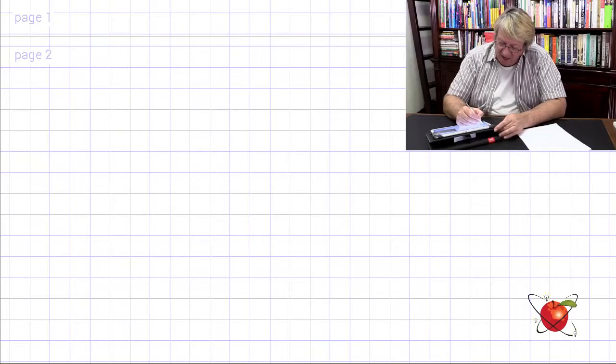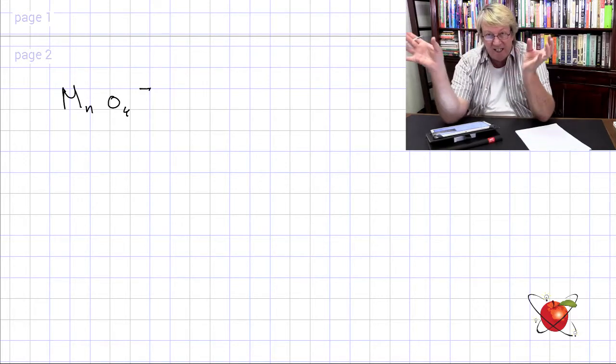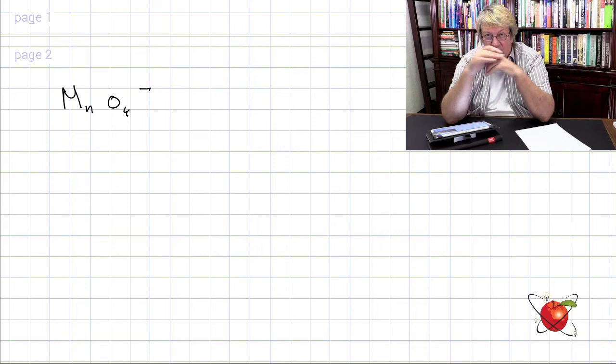All right. Now let's consider this one. We've been given an ion, MnO4 minus. Now let's say this is going to react in some way or another, so we need to assign oxidation numbers to it. Okay, what do we do?